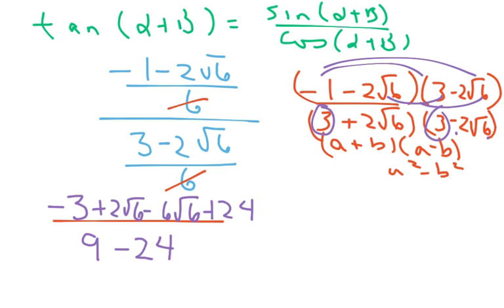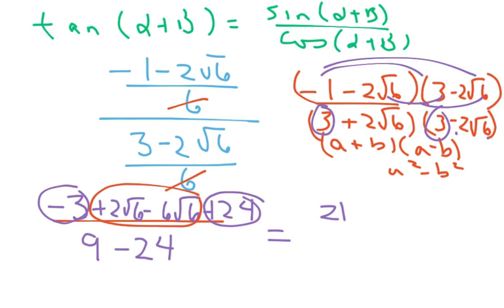So when you combine all this, we're going to add these two. That gives us 21. Then we're going to combine these two, and that gives us negative 4 root 6, all over 24 minus 9 is negative 15. And that'll be your final answer, unless we can simplify this. And I don't think we can.